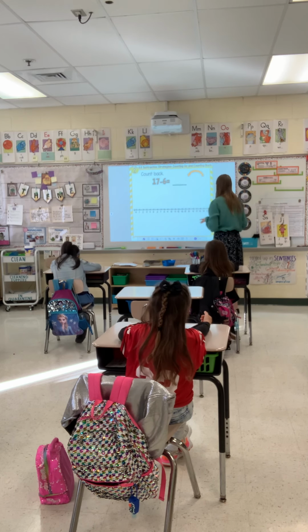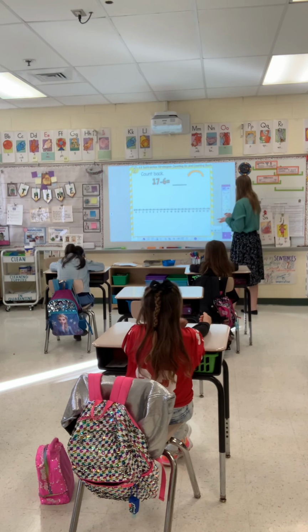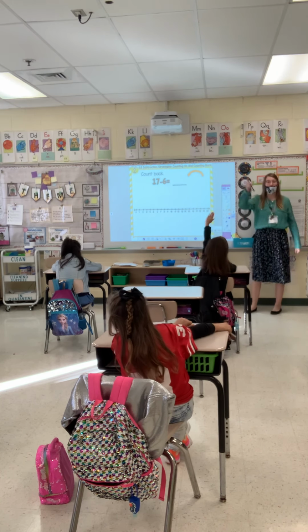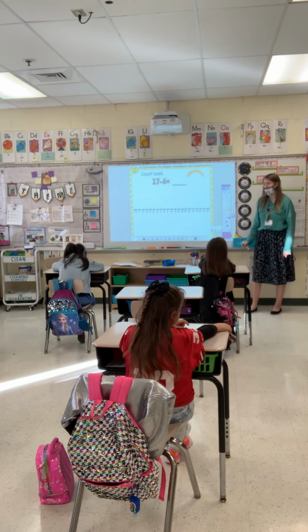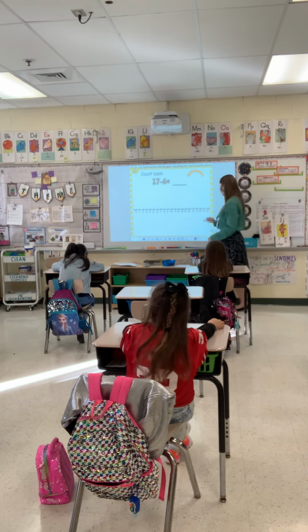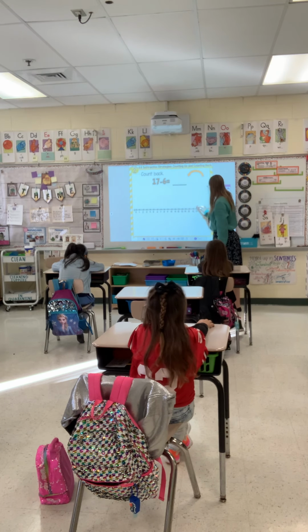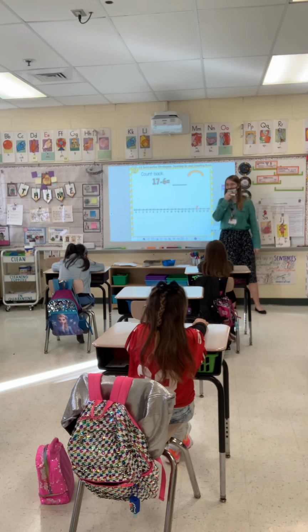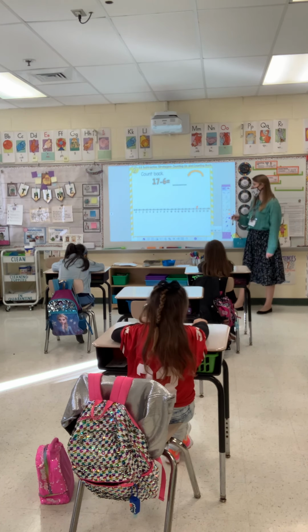Alright, next one. 17 minus 6. What number do I start with? Raise your hand. What number am I going to start with in my number line for counting back, Sophia? 17. I'm going to start with 17, right? So that is the larger number. How many hops am I going to go back? Aiden? 6. How'd you know that?